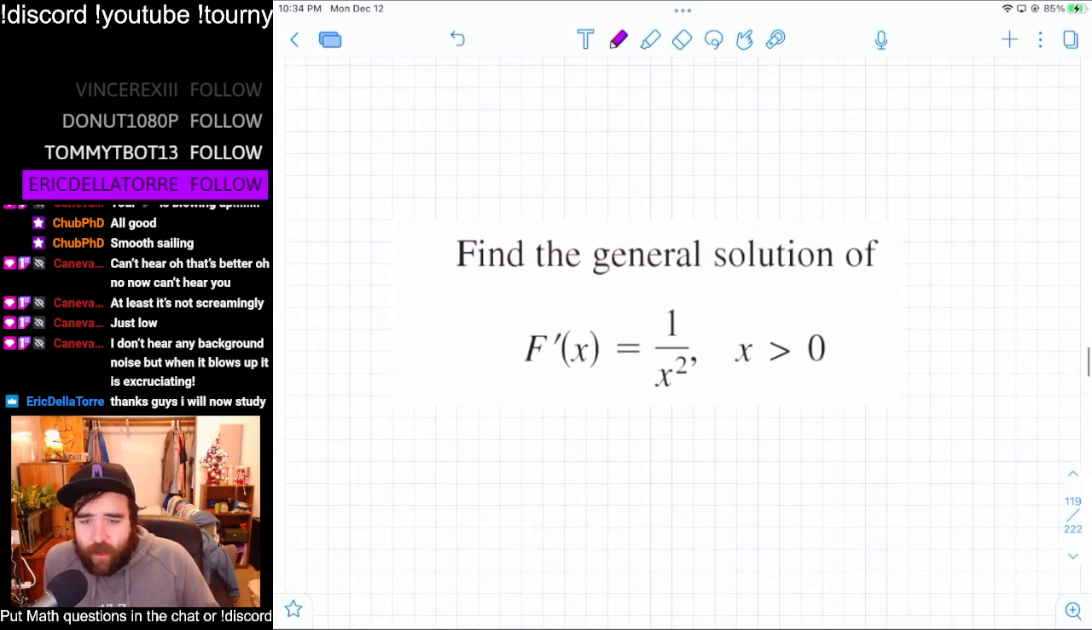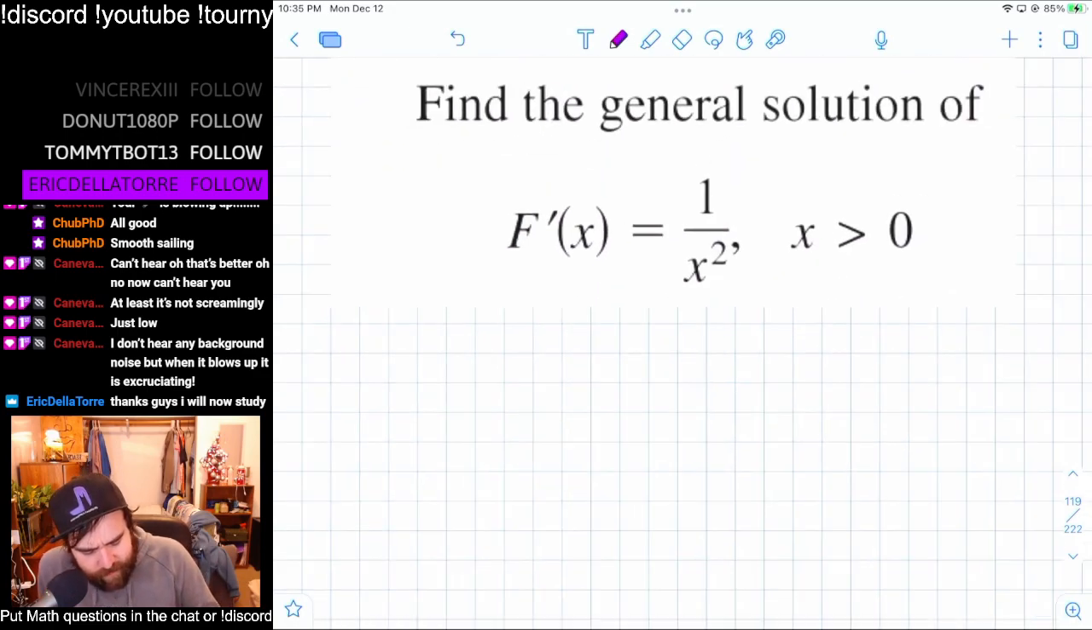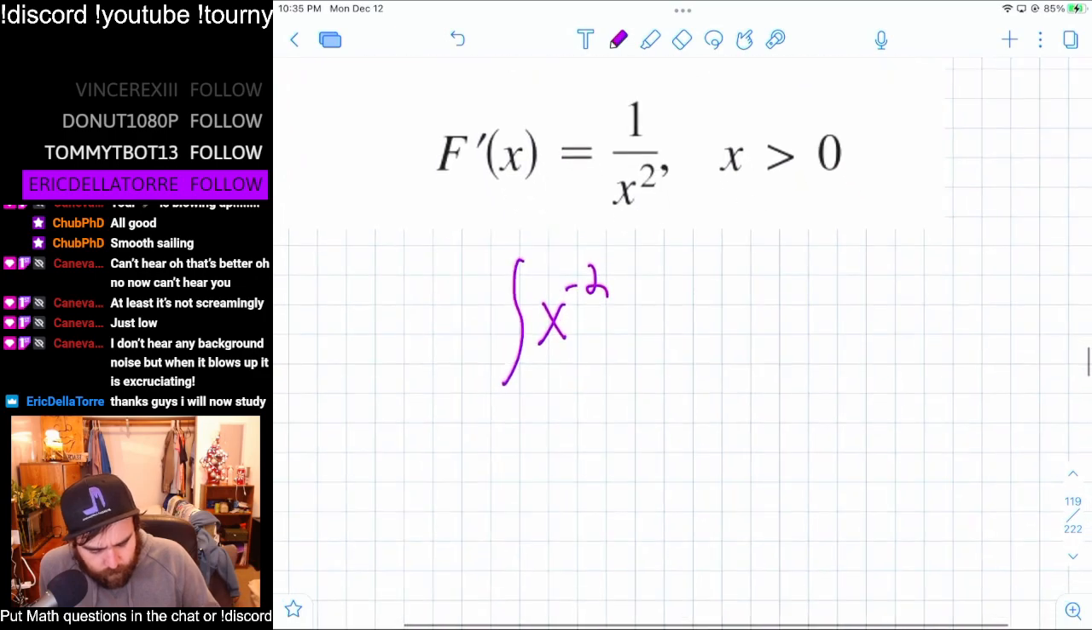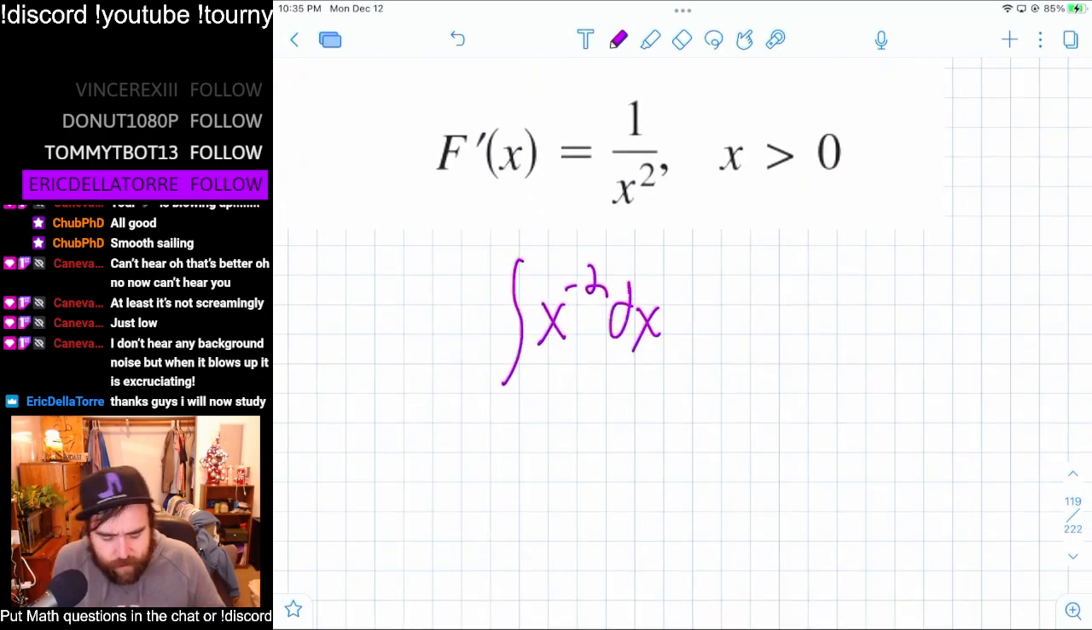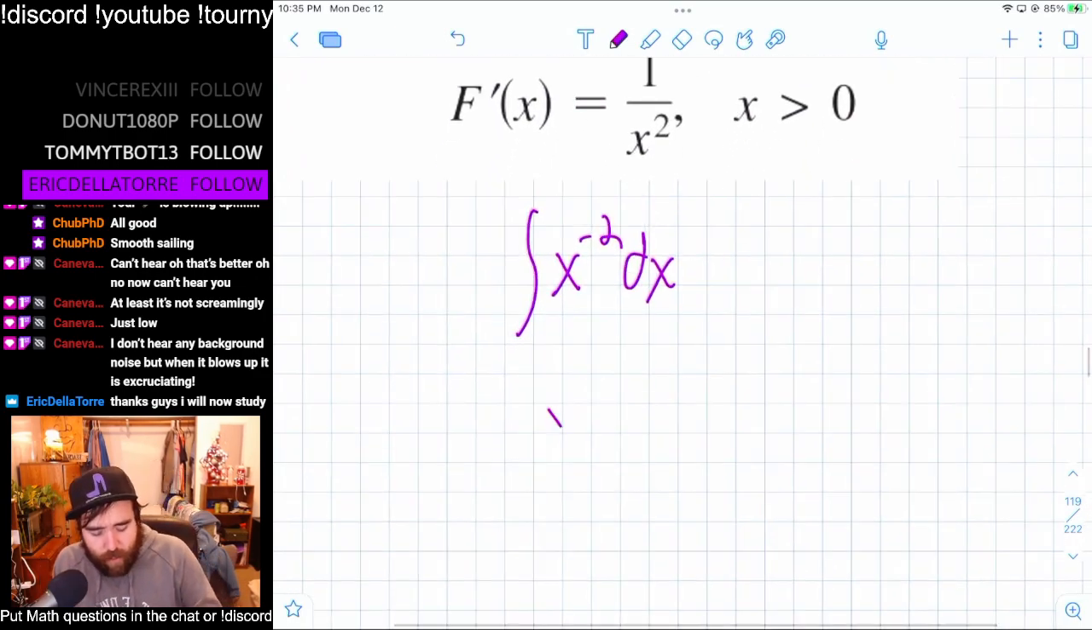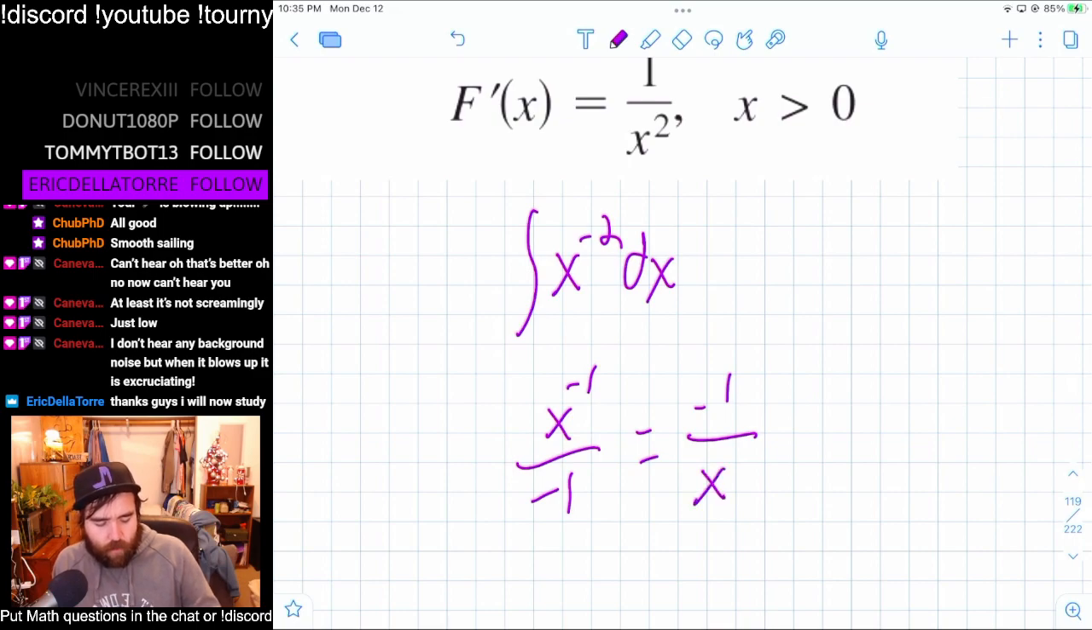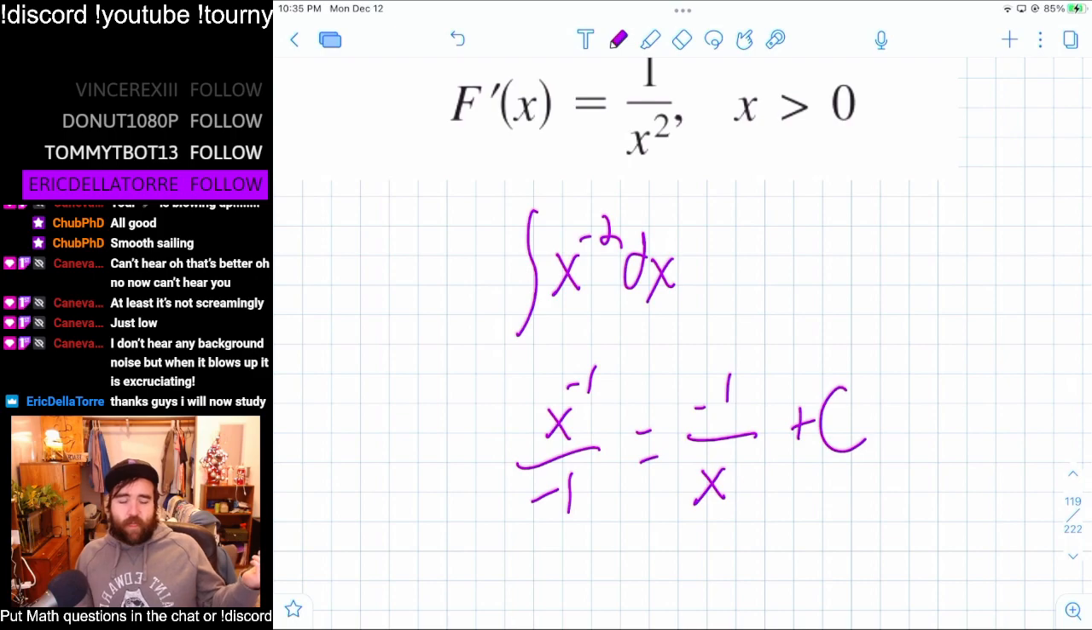All right, same idea. Find the general solution where the derivative is 1 over x squared. So this is really exactly the same as the other one. We're just doing the integral of x to the negative 2 dx. So we're just going to use the reverse power rule. Increase the power by 1, divide by the new power. So it's negative 1 over x. And of course, plus c.